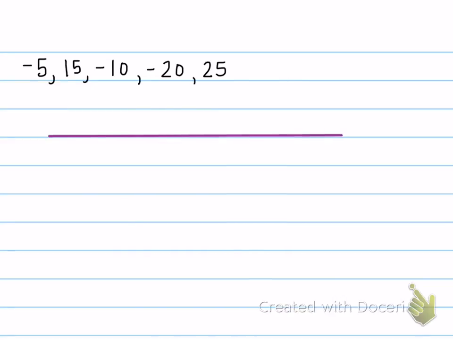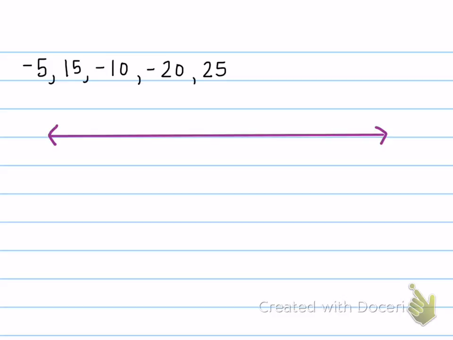So let's say, for example, I want you to order these numbers: -5, 15, -10, -20, and 25. I'm going to look at these numbers. I'm going to draw my number line. And you should really check out the numbers first.